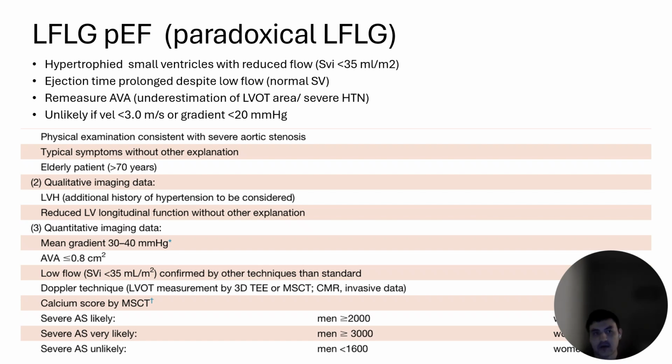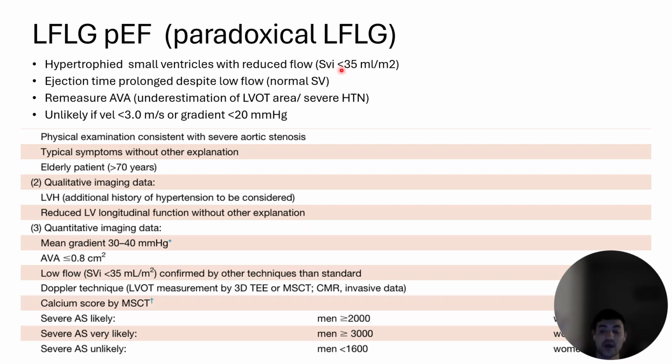Now, low flow, low gradient with preserved ejection fraction. We saw low flow, low gradient with low ejection fraction with the dobutamine. Now, what do we do with preserved ejection fraction? The heart is pumping well, but something is causing you not to have a high gradient. That is what we call paradoxical low flow, low gradient severe aortic stenosis. So what is the common cause of this? The left ventricle is hypertrophied. It's small, so it doesn't have enough volume there. That's why you don't generate enough flow. Your stroke volume is less than 35.